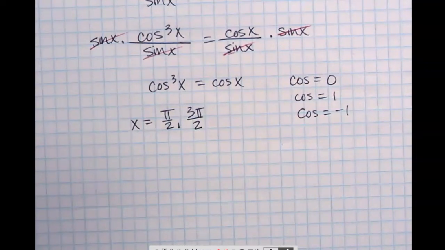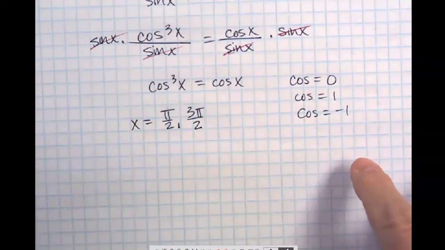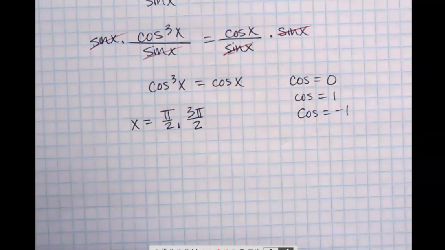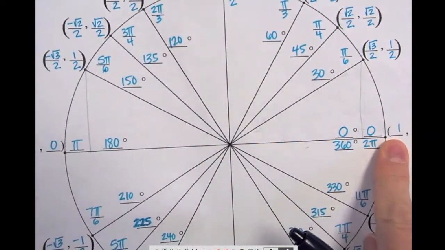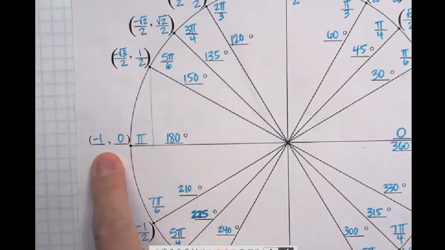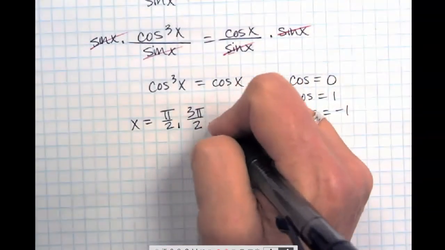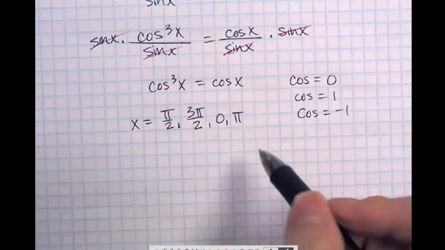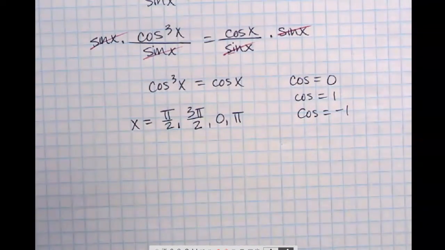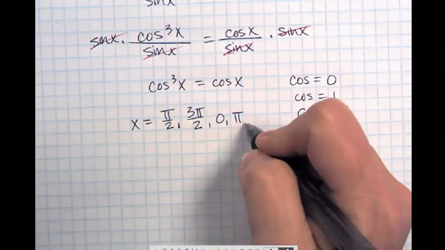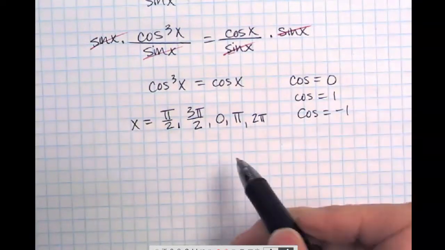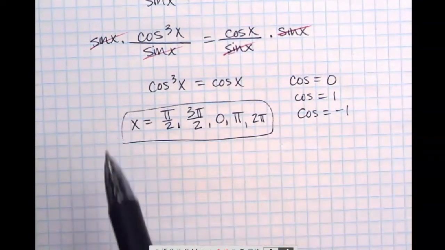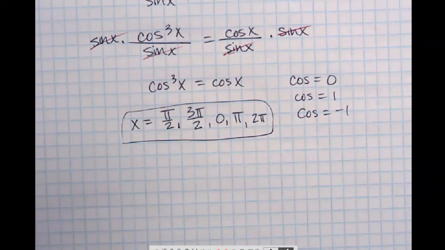Okay, where is cosine 1 and negative 1? It's 1 over here, and it's negative 1 over here. So we'll add to that 0 and pi. Oh, you know what? If I included 2 pi, I'd actually have to say 2 pi also. If I had parentheses at 2 pi, I wouldn't. But if I had brackets at 2 pi, I would.